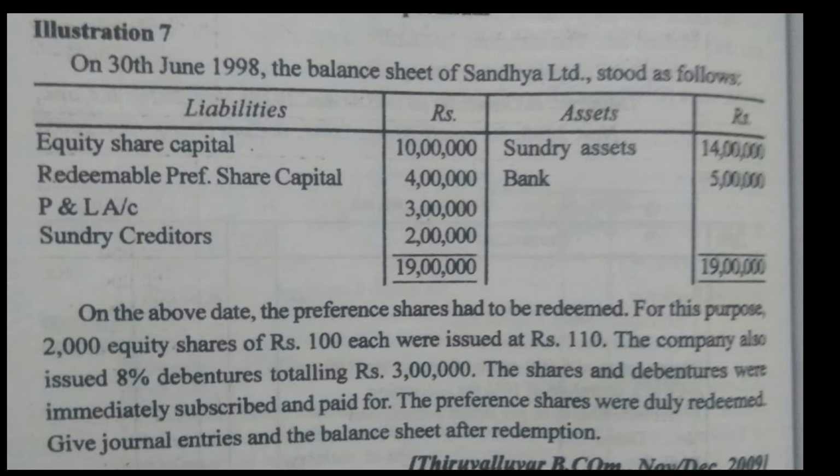The sum says it is 2,000 equity shares of rupees 100 each, which means 2 lakh. So 4 lakh minus 2 lakh. Fresh issue is 2 lakh. The remaining is 2 lakh. That is CRR.